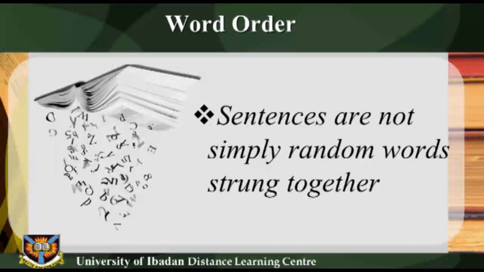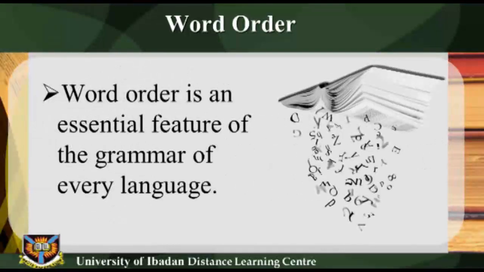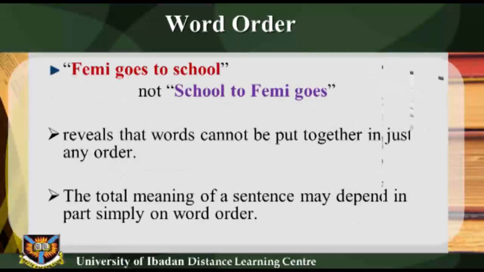Sentences are not simply random words strung together. Word order is an essential feature of the grammar of every language. The fact that English sentences can be of the type, "Femi goes to school," and not "school to Femi goes," reveals that words, even when some can concur habitually or collocate, cannot be put together in just any order.